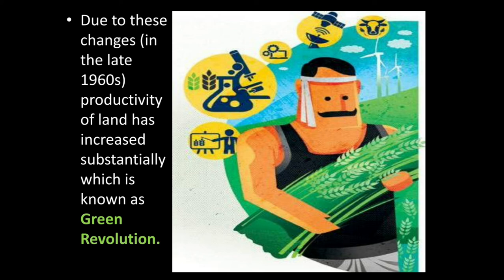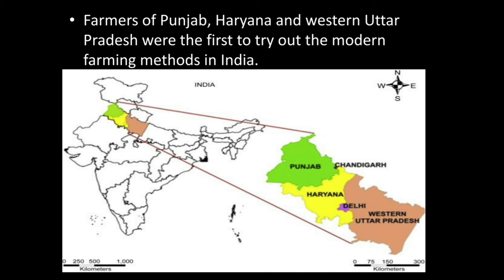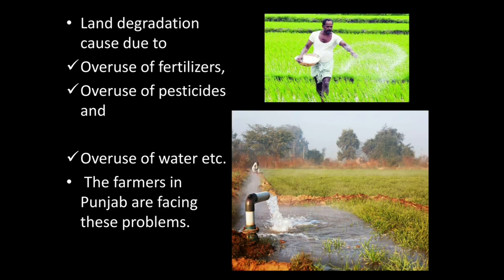And because of the green revolution, India has seen a complete change in the farming sector. Farmers of Punjab, Haryana, and Uttar Pradesh were the first to try out the modern farming methods in India. And the green revolution has also succeeded much in selective areas like Punjab and Haryana compared to other states of India. But the green revolution has also some negative impact.